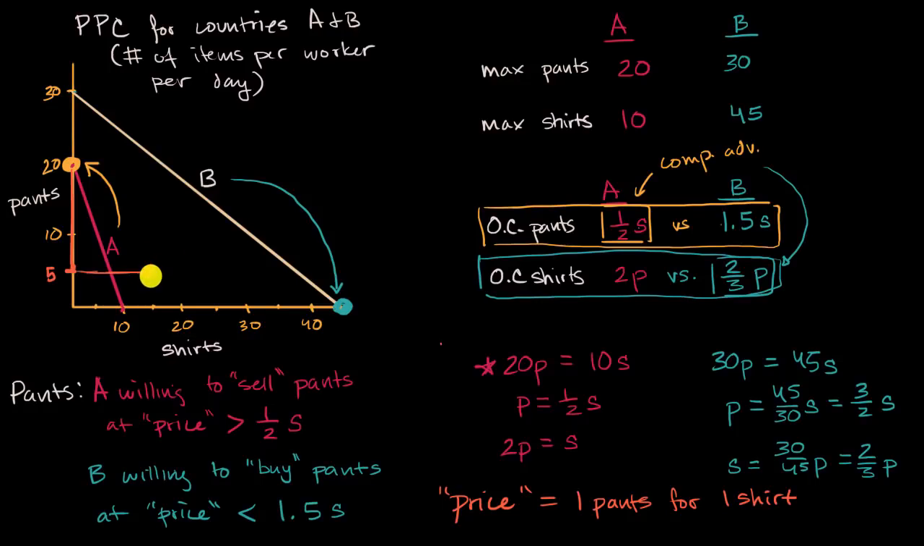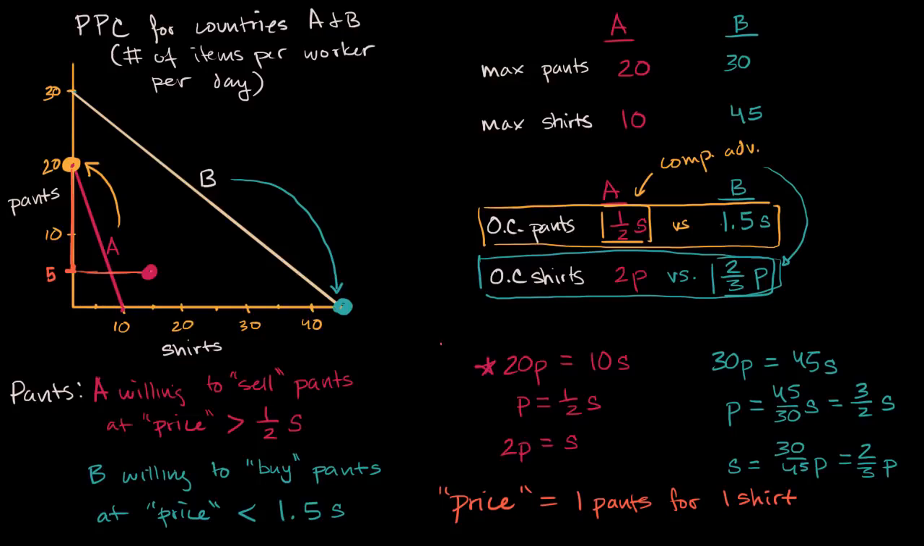And what's cool about this is we've gone beyond the production possibilities curve. So you see very clearly the gain from trade. Country A could not have gotten to this point on its own. This is above the production possibilities curve.